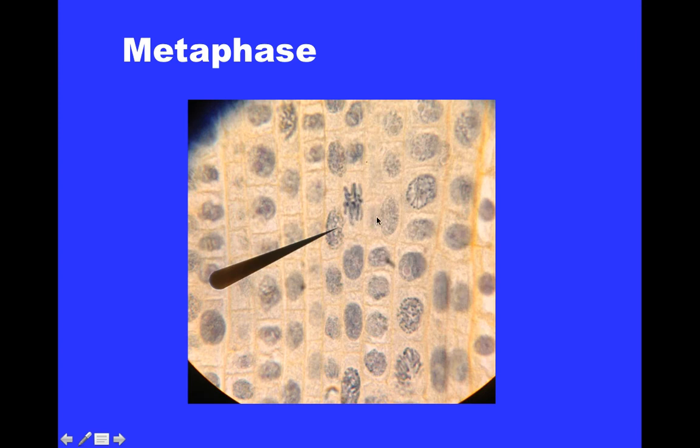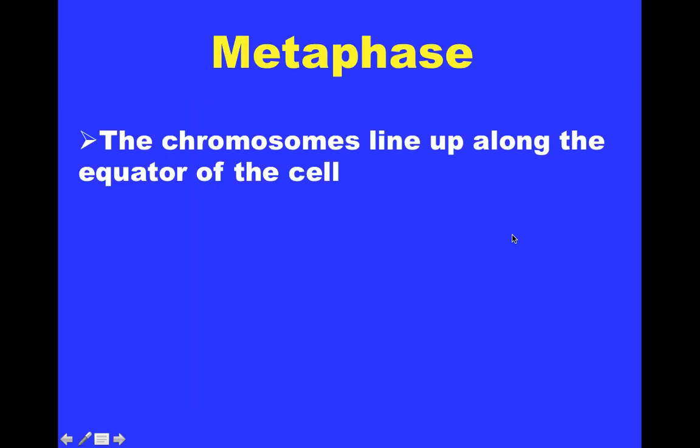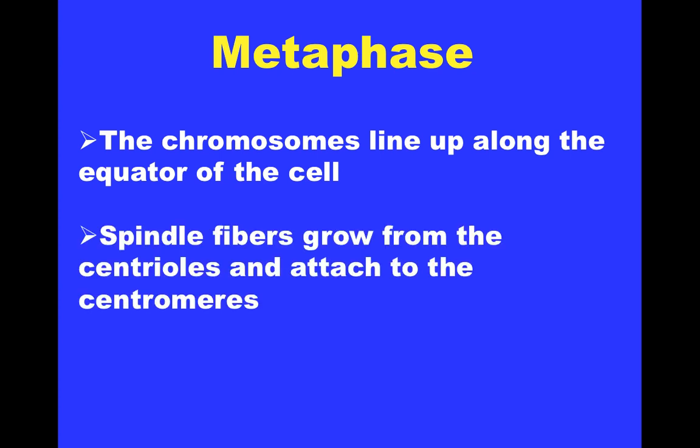Look at where all your chromosomes are now. So what's happening is metaphase, the chromosomes are in the middle of the cell, the equator of the cell. Think of the cell as kind of ball-shaped, as it is in animal cells. They're all lined up on the equator. And now these things called spindle fibers are going to appear. They're going to grow out of the centrioles and attach to the centromeres.